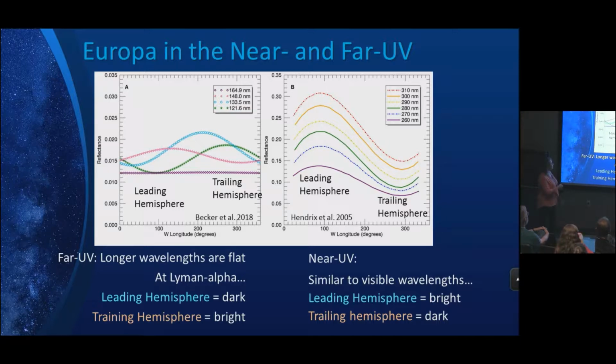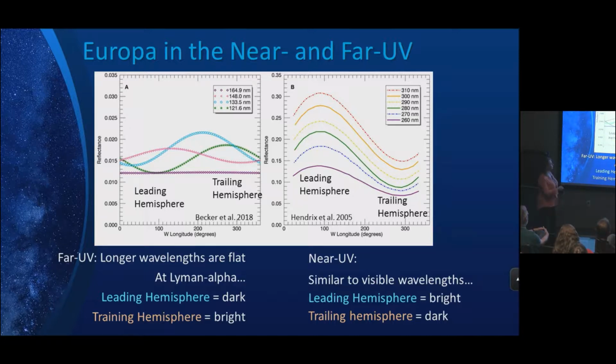There is a darkening on the leading hemisphere and a brightening on the trailing, which is usually not what we see in the visible, and it's certainly not what we see even in the near UV. This was work done by Amanda Hendricks. So you can see that here it's really more consistent with what we're used to thinking about, leading hemisphere being bright, trailing hemisphere being dark. The rest of this in the far UV really is consistent with possibly even being flat or no trend at all between the leading and the trailing.